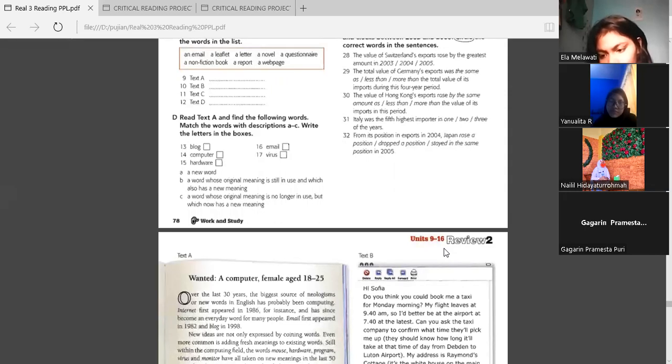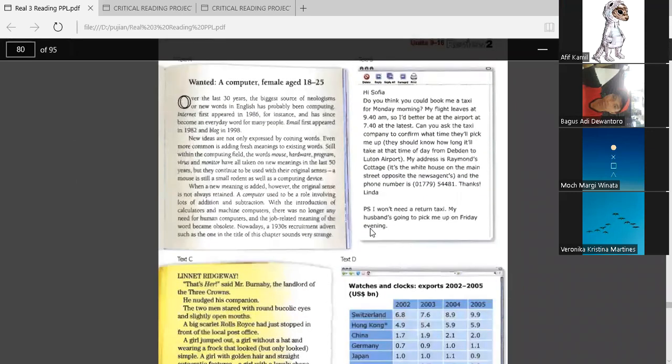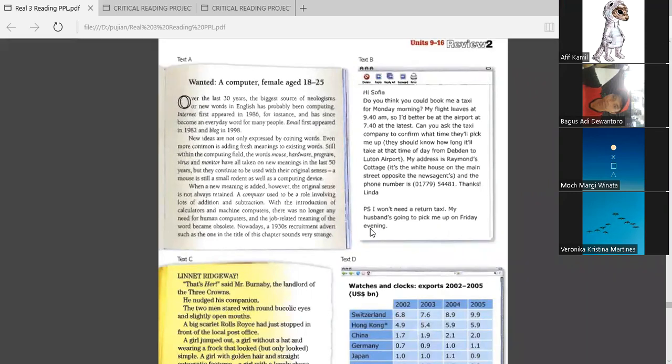And then go on. Number 32. From its position in exports in 2004, Japan rose a position or dropped a position or stayed in the same position in 2005. Drop a position. Good. Okay. Gagarin, read the text first.